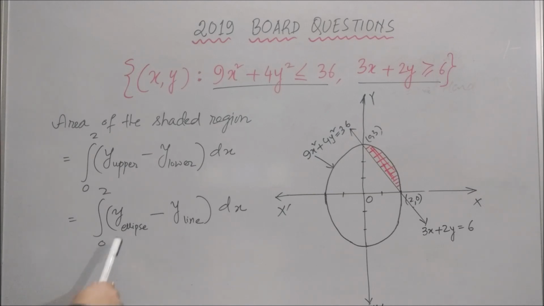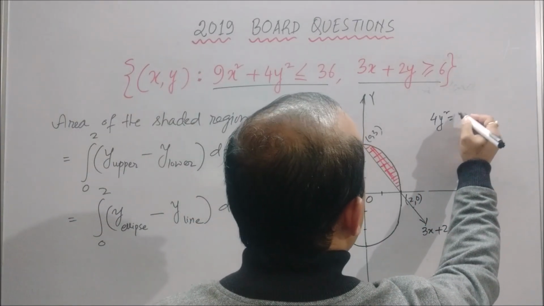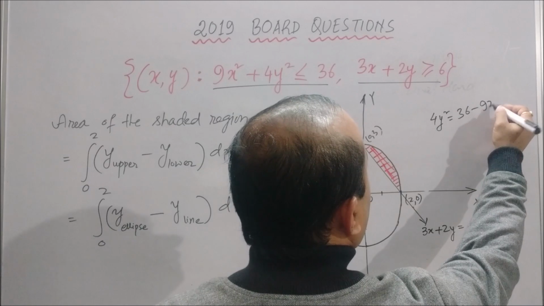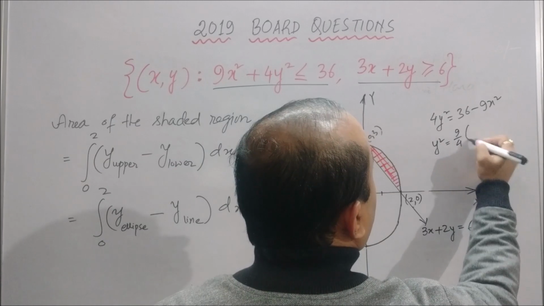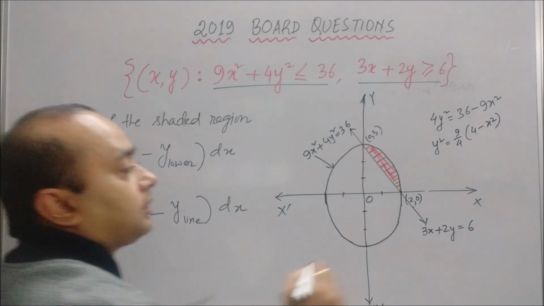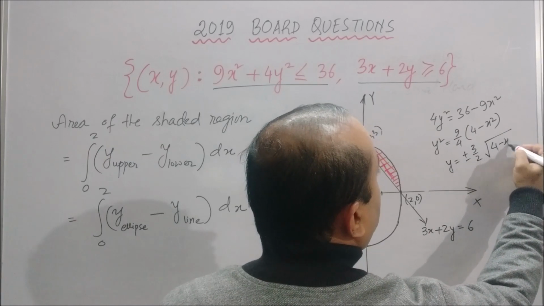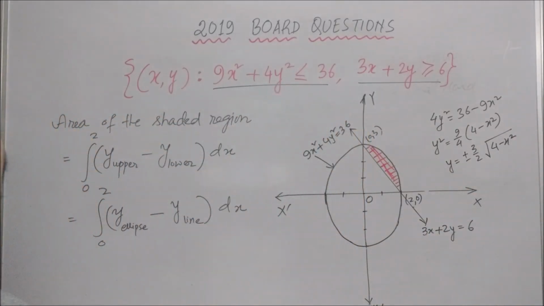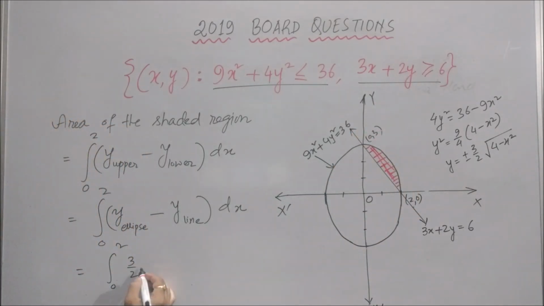Now how to determine the y for the ellipse? From this equation, 4y square equal to 36 minus 9x square. So y square will be equal to 9 by 4 times 4 minus x square. Correct? So y will be equal to plus minus 3 by 2 square root of 4 minus x square. So that is the expression for y of the ellipse that we have written. It will be from 0 to 2, and 3 by 2 we have taken the positive part because we are taking the first quadrant area.